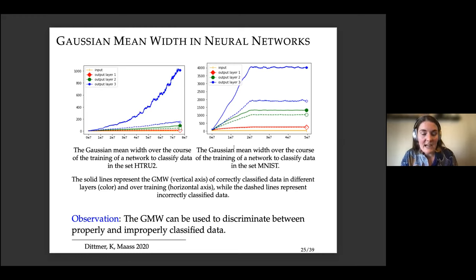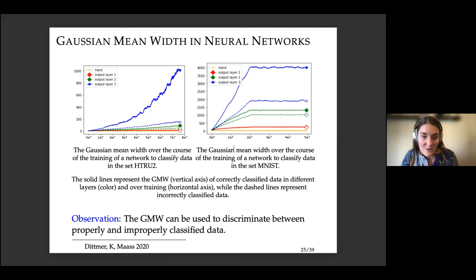What we're looking at here is, as we move from left to right, we are training the networks more and more. That's the x-axis. We move from bottom to top, the y-axis, and this is actually the Gaussian mean width, so bigger numbers mean there's a bigger kind of spread. Now we look at the different colors. The red diamond corresponds to layer one, the green circle to layer two, and the blue pentagon to layer three.